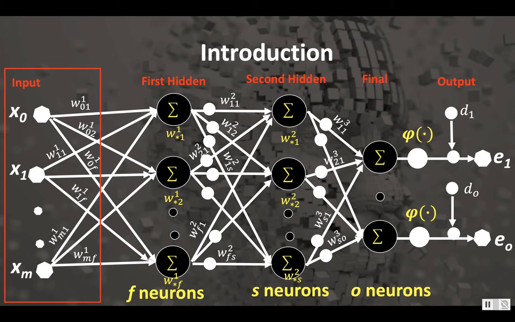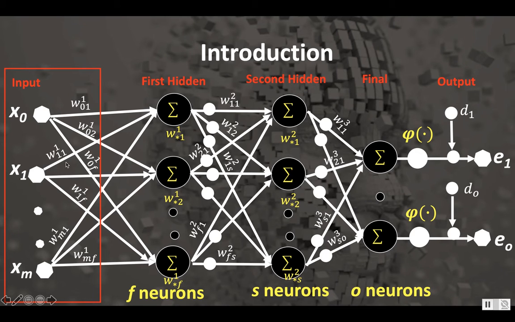Let's start from the left. The leftmost is the input, x1, x2 until xm. So this is the input. Here we also add another input, x0. That one normally works as the bias, the same as what we did before. This is the bias, and these are the true data inputs. So let's assume we have a total of m inputs.